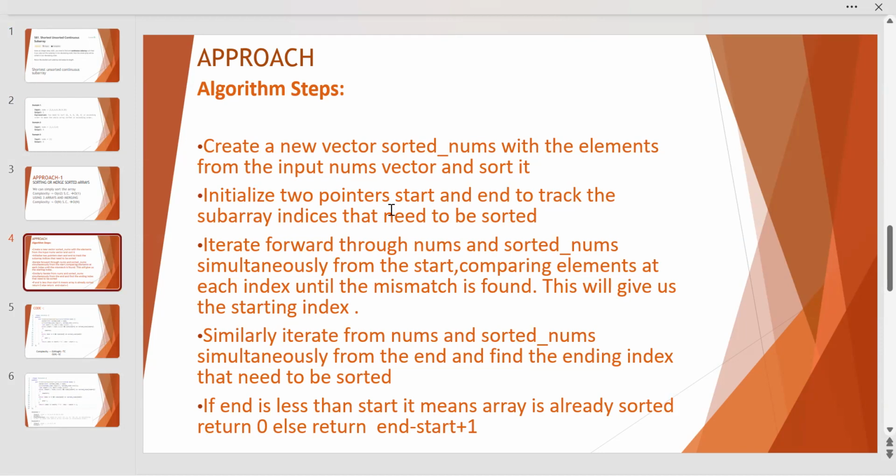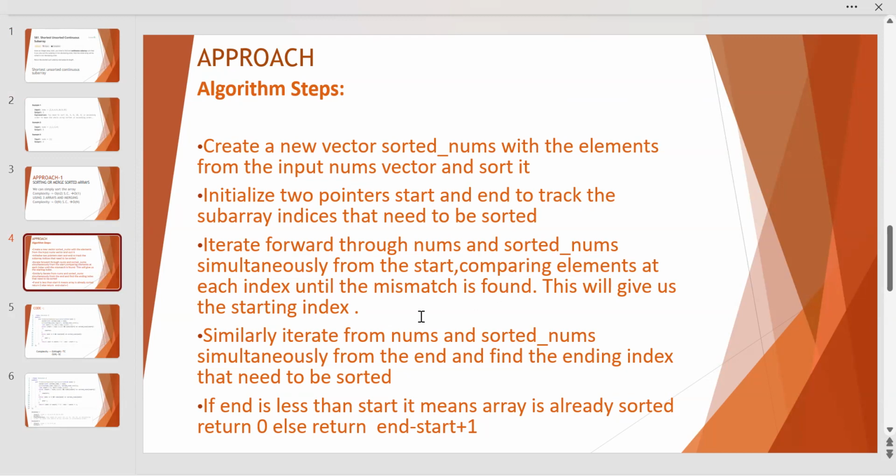After that, we are going to initialize two pointers, start and end, to track the subarray indices that need to be sorted. We initialize start with 0, that is the first index, and end with the last index using nums.size minus 1. This is going to be our second step. After that, we are going to iterate forward through nums and sorted nums. We simultaneously iterate through both of these vectors until a mismatch is found. As soon as the mismatch is found, it means this is the first index of the subarray which needs to be sorted.